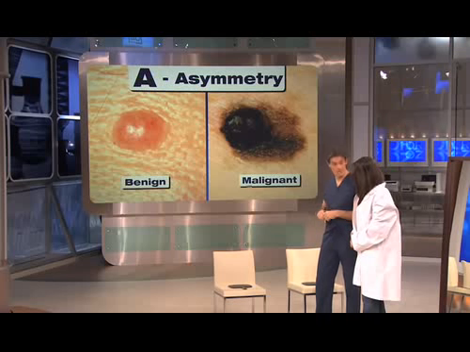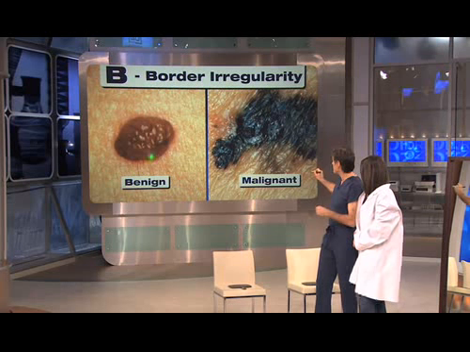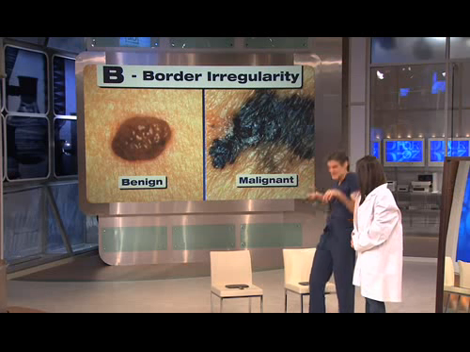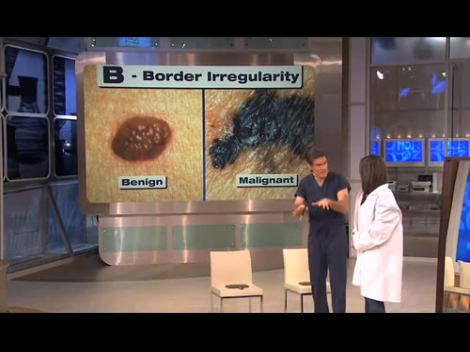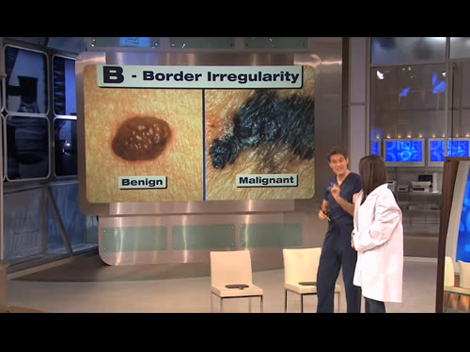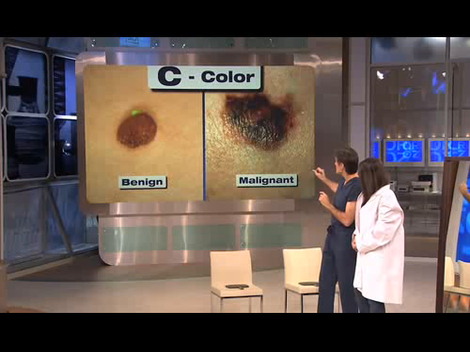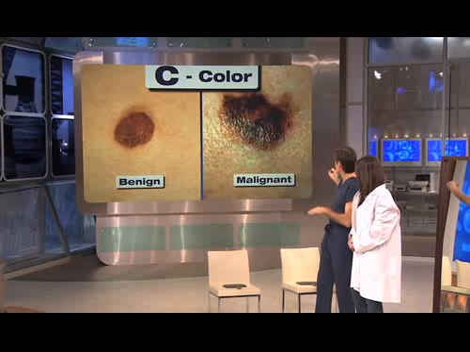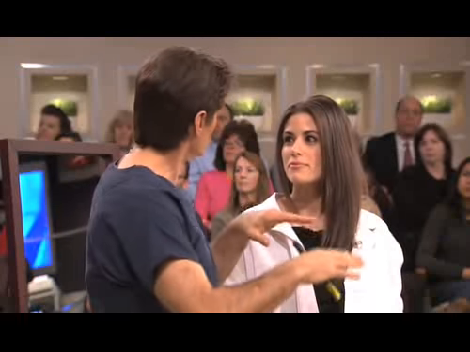B is for border. The border of a benign mole is nice and circular. Of a malignant one, it jumps all over the place because it's invading. It's crawling into your skin. Typical for melanoma. C stands for color. Notice how the color of a benign mole is sort of the same throughout it. But in a malignant mole, you have places where it's light and places where it's dark.